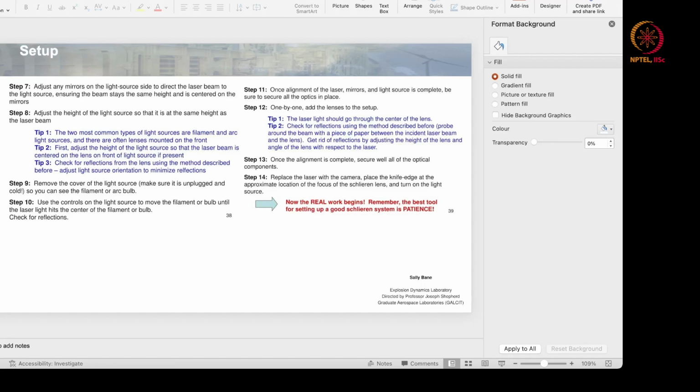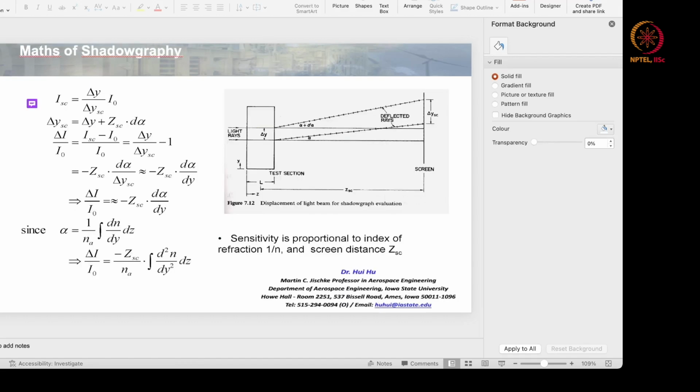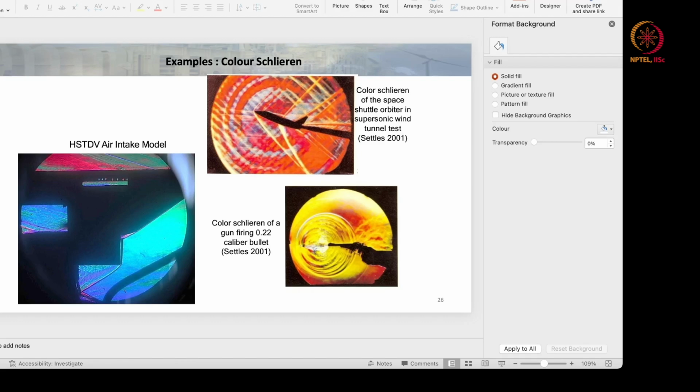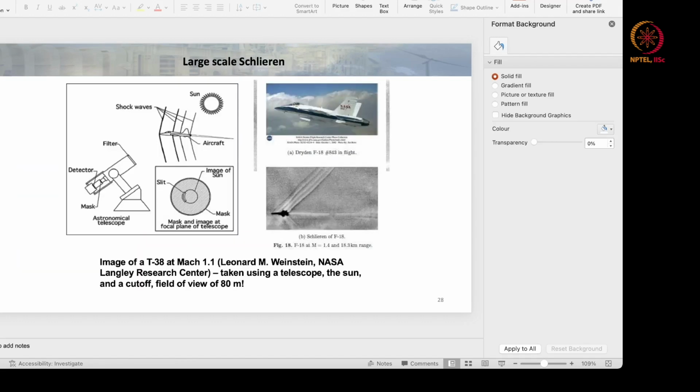So in this particular lecture, what we have covered is that we have gone through some of the details. Just a quick recap. We started with how the Schlieren principle works, what the gain is, what the contrast is, and what the sensitivity is. We also saw the math of the shadowgraphy setup, and then other Schlieren systems, the kinds of systems that are routinely used. We saw some very cool examples of small, large, and very large Schlieren systems, especially one that captures shocks over 80 meters.